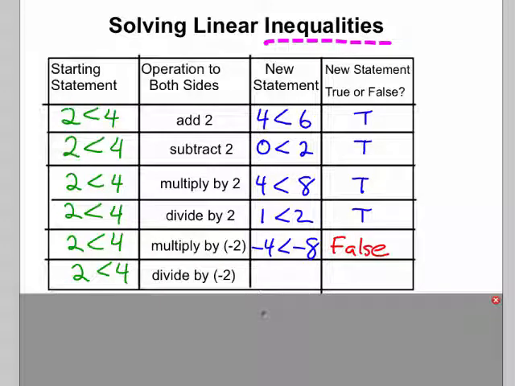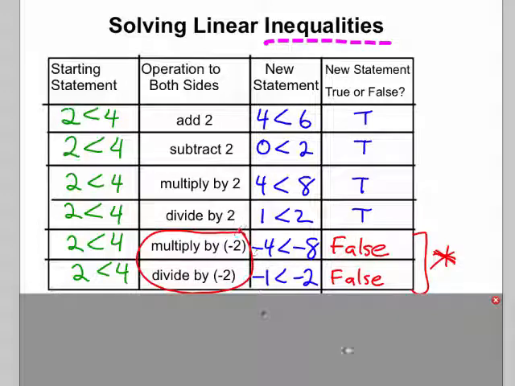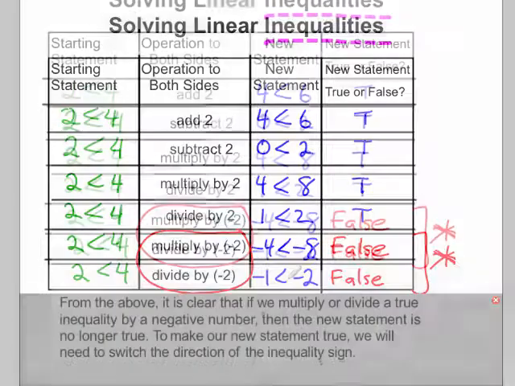Let's try dividing both sides by negative 2. The left side would become negative 1. The right side would become negative 2. Is negative 1 less than negative 2? Again, it's false. All right, so we have a situation in which it seems if we multiply or divide by a negative, we get a new statement that is not true unless we reverse the sign.